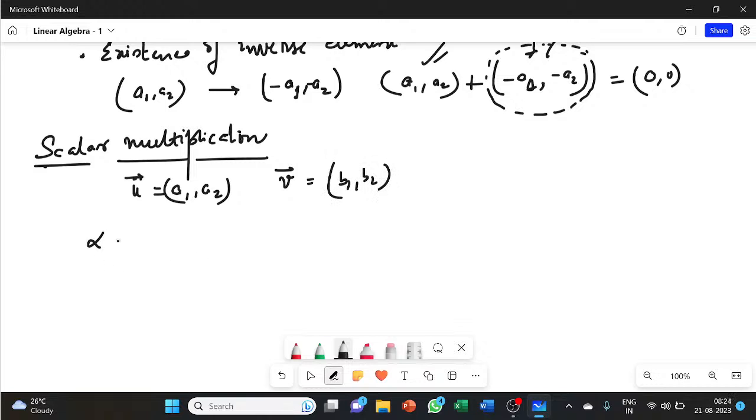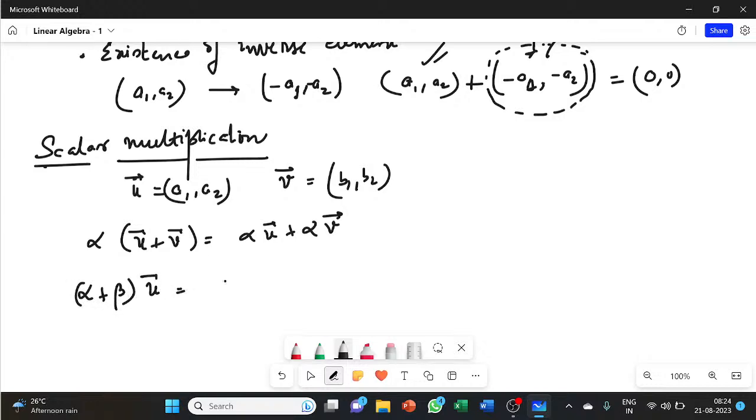Now if I multiply alpha with u vector plus v vector, isn't it that it will yield me alpha times u vector plus alpha times v vector? I mean, this is quite easy to verify. The second thing that I can think of is that if I take alpha plus beta times u vector, I will get alpha u vector plus beta u vector. Okay, all these things are quite easy to think. That is the first property. I can say that my scalar multiplication distributes over the vector addition.